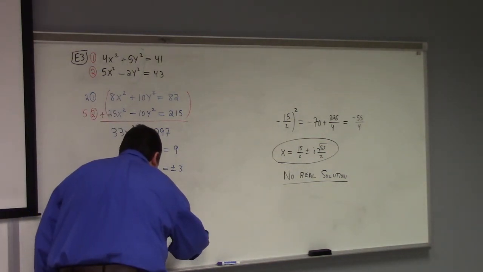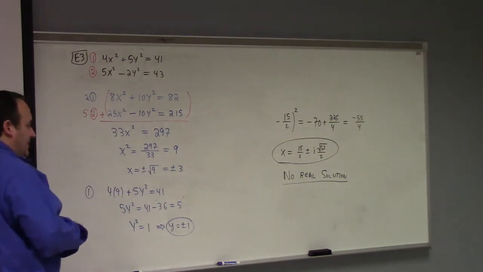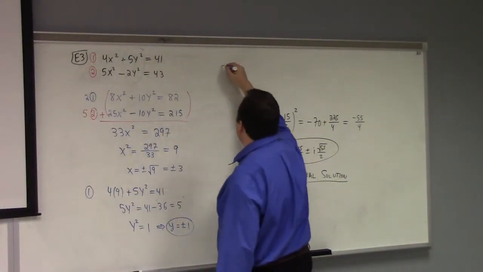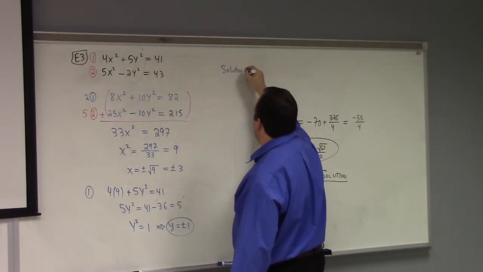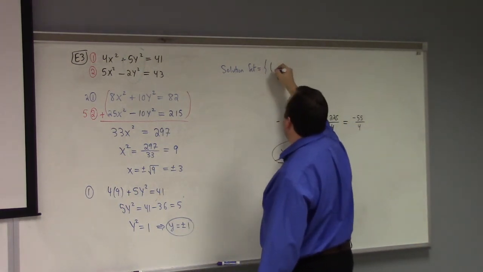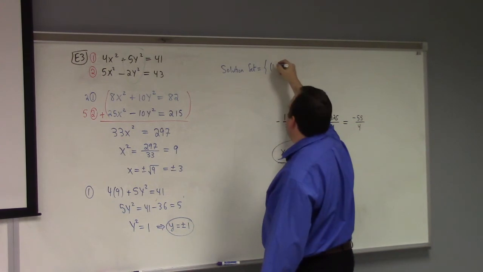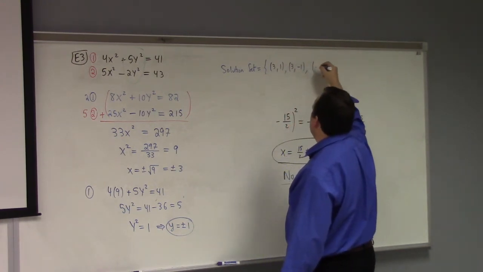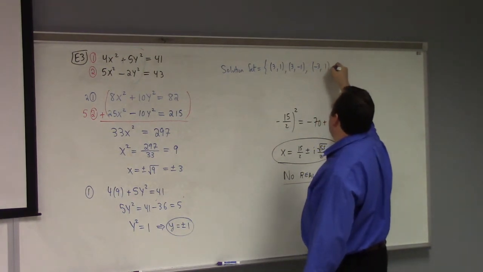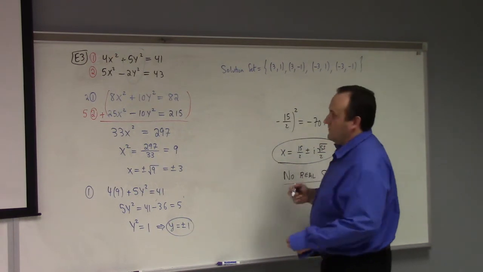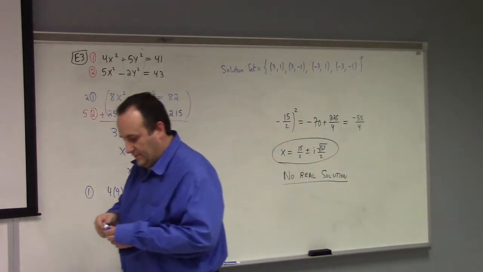plus or minus 1. So you've got x is plus or minus 3, and y is plus or minus 1. What's the solution then? The solution set would be x is 3, y is 1. But we can also have x is 3, y is minus 1. But we can also have x is minus 3, y is 1. But we can also have x is minus 3 and y is minus 1. There are 4 solutions to this problem.